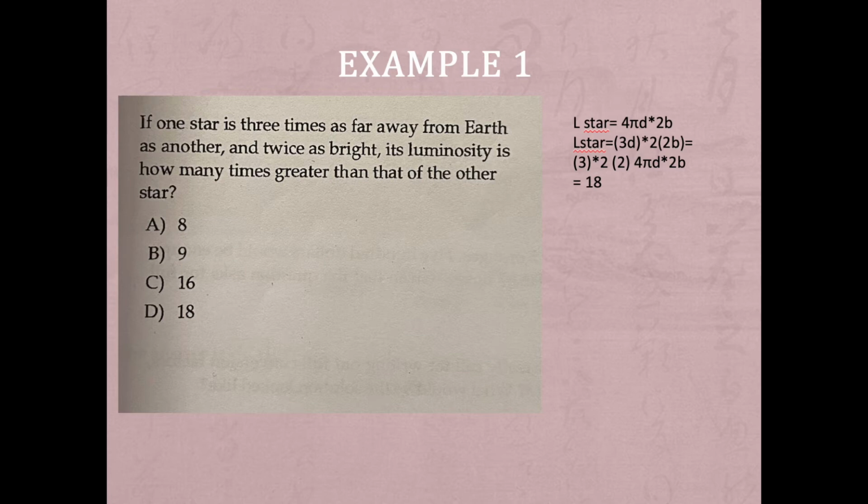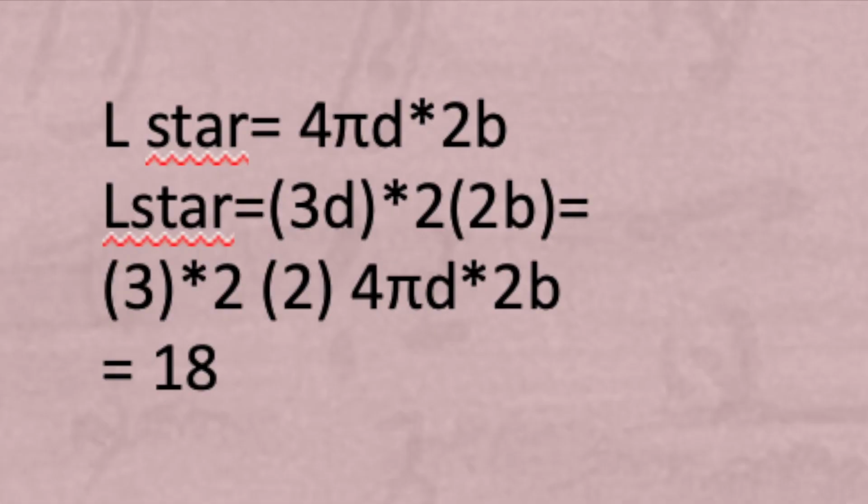So here, the first thing we're going to do is translate these words to math. Let's break down the question. It states that it is 3 times as far away from Earth. They're referring to distance, so this means we're going to be multiplying 3 with our d in the original formula. And then they say twice as bright, so that means we're going to be multiplying the original B with 2. So this is how it's supposed to look.